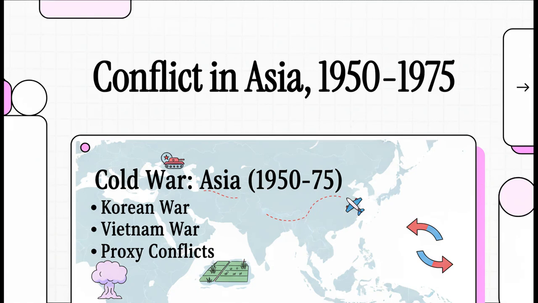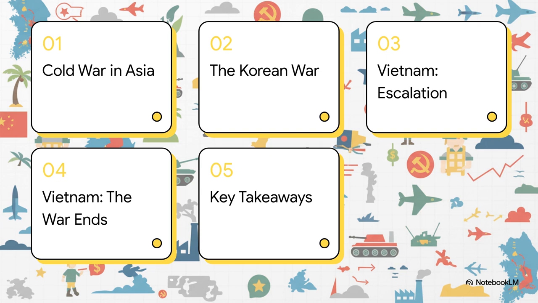Okay, let's get right into it. We're tackling a massive topic for your GCSEs, conflict and tension in Asia. This is all about how the Cold War exploded onto a new continent, leading to two of the most significant wars of the 20th century. So here's our game plan.